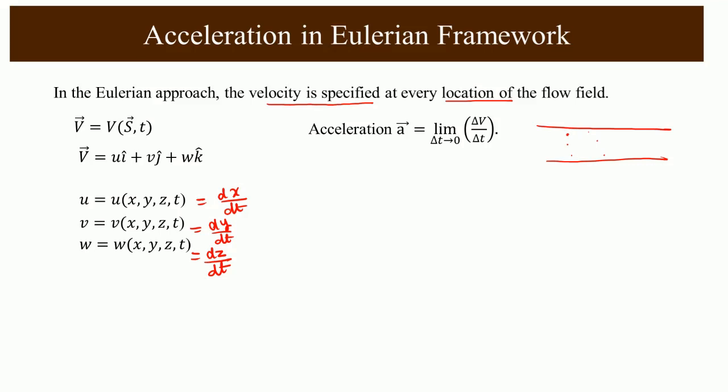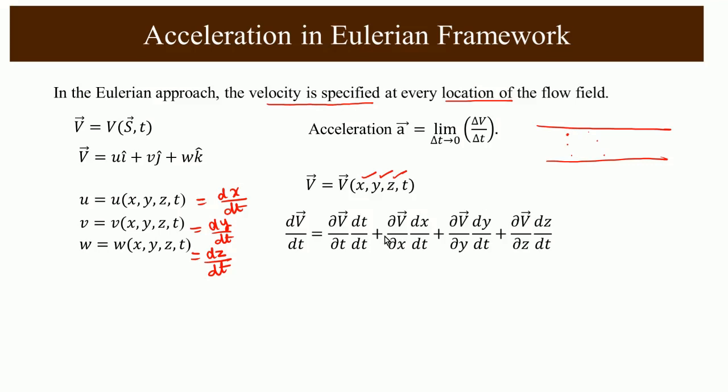Now the acceleration becomes a bit complicated. How? Because velocity is not just a function of t here, it is a function of x as well as y as well as z. So it becomes complicated. When you say the velocity like this, we have to take dv by dt, which is the change of velocity with respect to time, partial dou v by dou t into dt by dt. This is the expansion we get from basic mathematics.